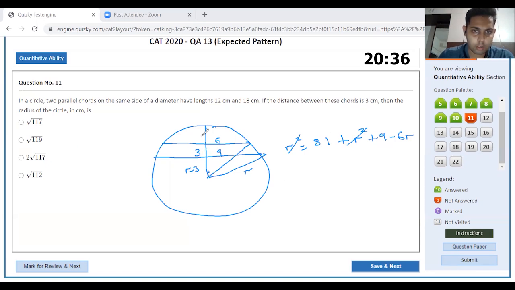Right. No, this is not r minus 3. My bad. I'm being a little clumsy. It's not r minus 3. I assumed it by mistake.